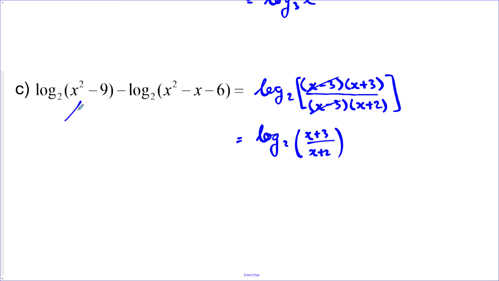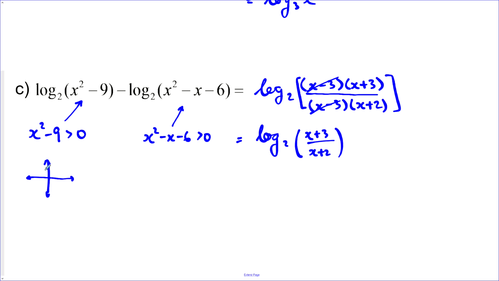So the restriction for this one means that x squared minus 9 needs to be greater than 0. And the restriction for this one is x squared minus x minus 6 needs to be greater than 0 as well. Let's look at these two independently, and then we'll have to put it together and make a rule that will work for both of them. Let's do it graphically, since that's the easiest.